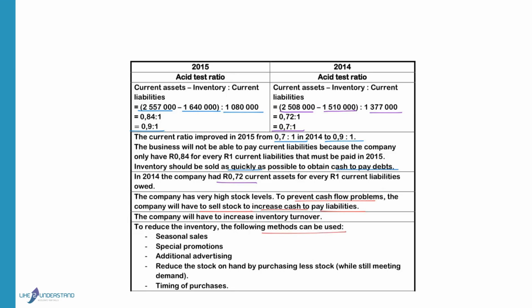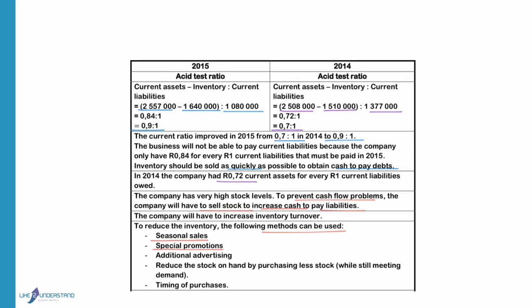You can have a seasonal sale where you sell all the products that will not be sold in the next season. Special promotions, 2 for the price of 1. Additional advertising to promote certain products so that the public will be aware of the products that's available at special prices, because they hope that the people will come in to buy the reduced items and then also buy other products that they need at the normal prices.